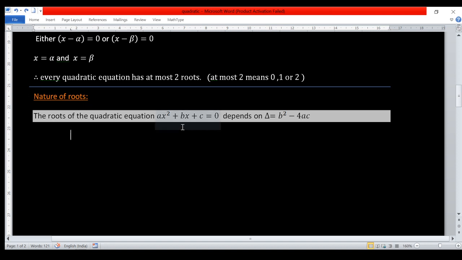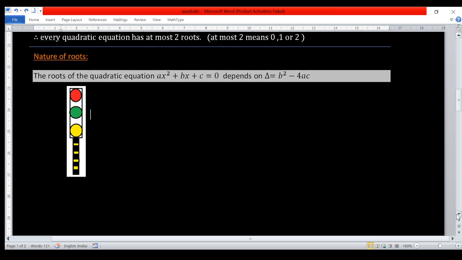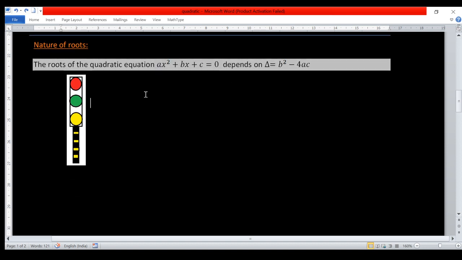The roots of the quadratic equation ax square plus bx plus c equal to 0 depend on the value delta equal to b square minus 4ac. Sometimes it is called the discriminant of the quadratic equation. So delta is equal to b square minus 4ac. Here it depends on three signs. I took some symbols: red, green, yellow, as a symbolic representation. You calculate this value using the coefficients of x square, x and the constant term. We get three different cases: b square minus 4ac less than 0, or b square minus 4ac equal to 0, or b square minus 4ac greater than 0.